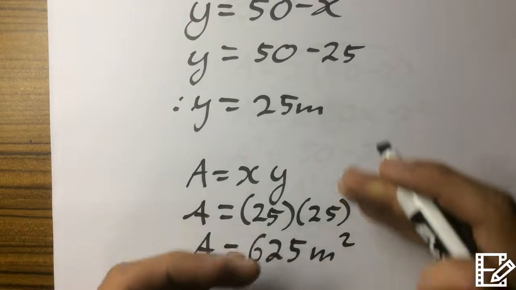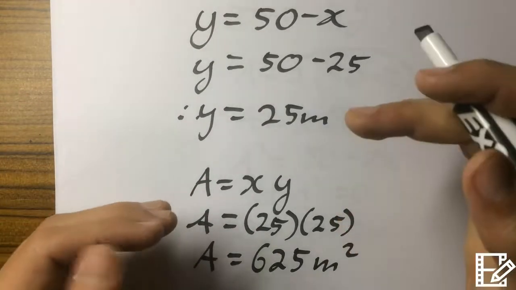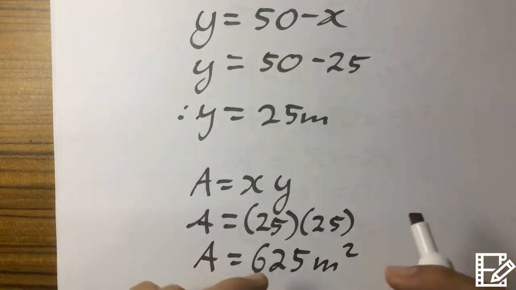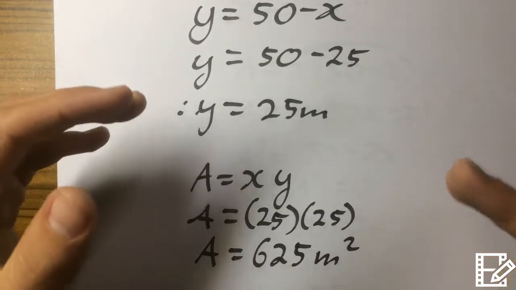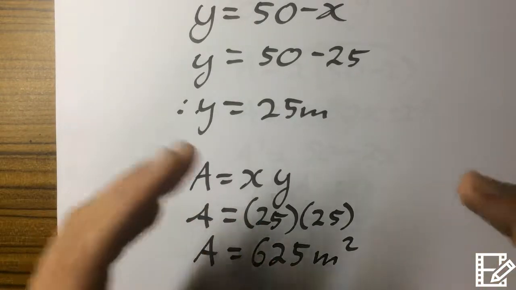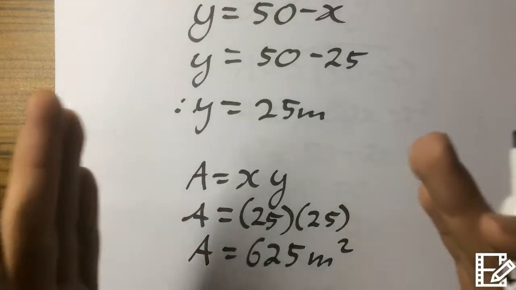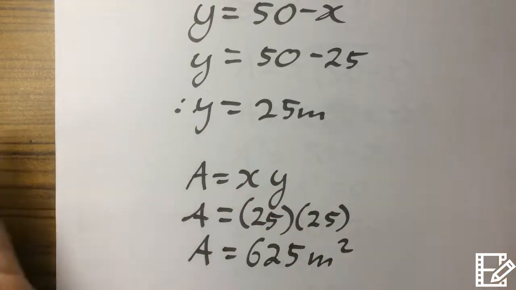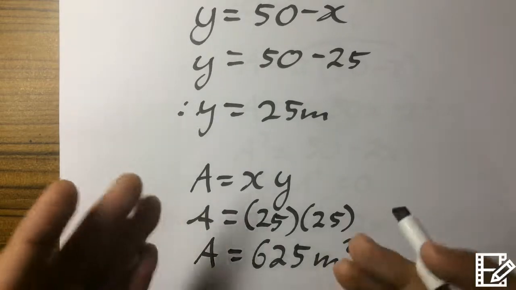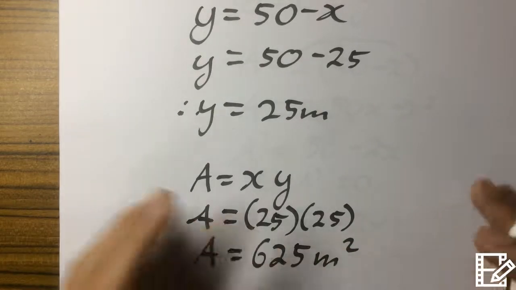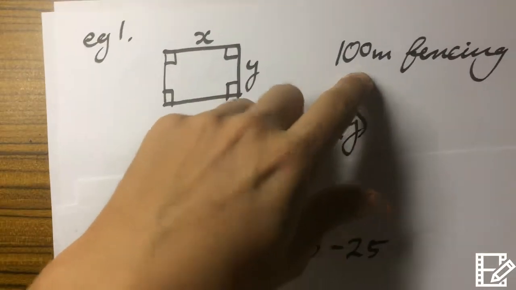And if you were to change the values and do this in your own time, you would find that if you increase the y value and decrease the x value, the area wouldn't be as great. And if you increase the x value and decrease the y value, the area would still be smaller. This is the biggest area. This is the most area you're going to get out of using 100 meters of fencing, basically.